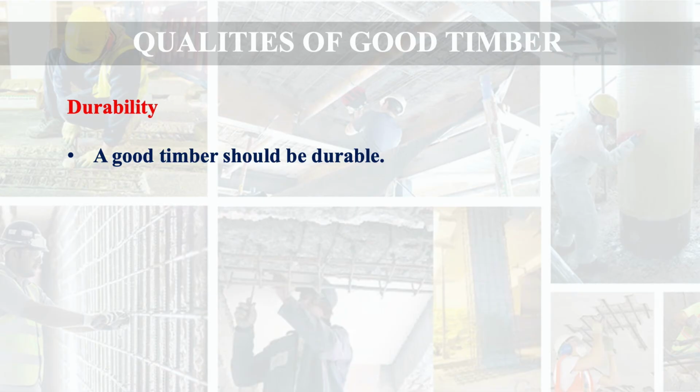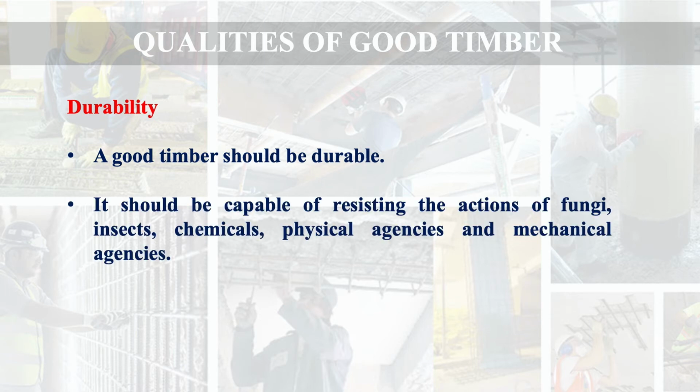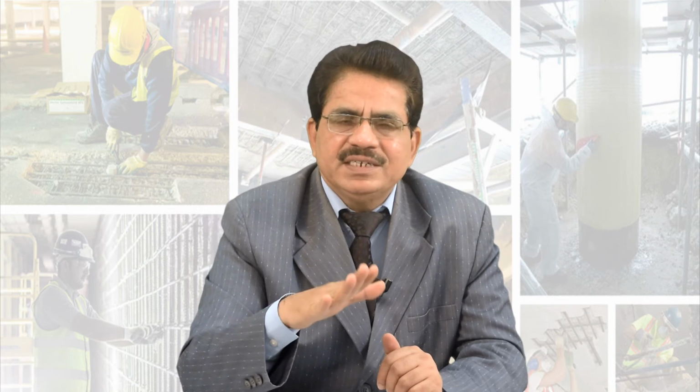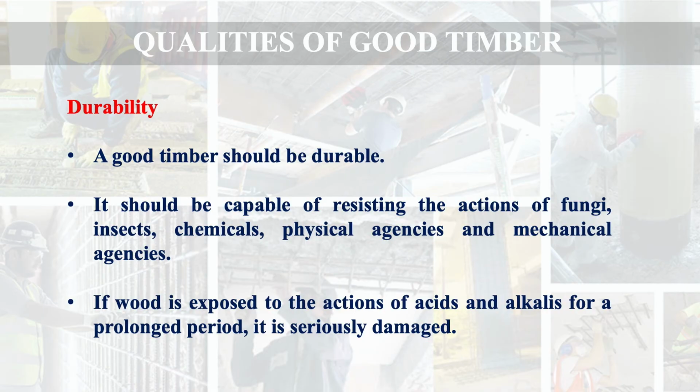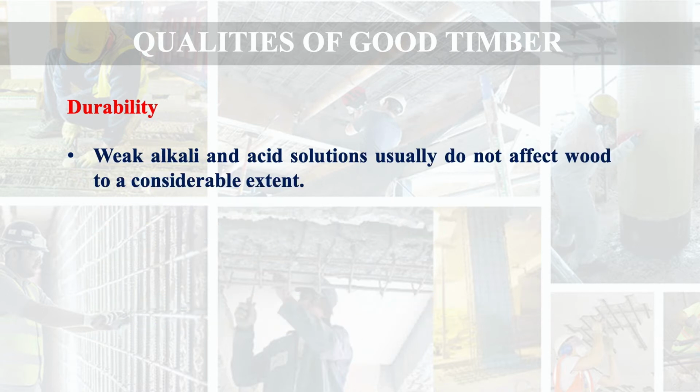Another property of a good timber is durability. A good timber should be durable. It should be capable of resisting the actions of fungi, insects, chemicals, physical agencies and mechanical agencies. If it is capable of resisting these, then we can say that the timber is durable. If the wood is exposed to the actions of acids and alkalis for a prolonged period, it is seriously damaged. Weak alkali and acid solutions usually do not affect wood to a considerable extent. If it is so, then timber is durable.